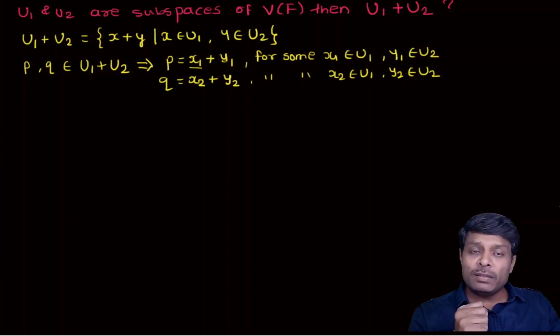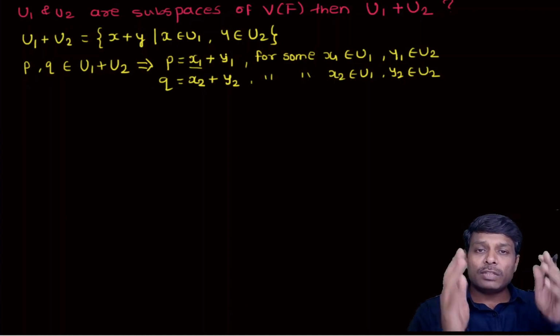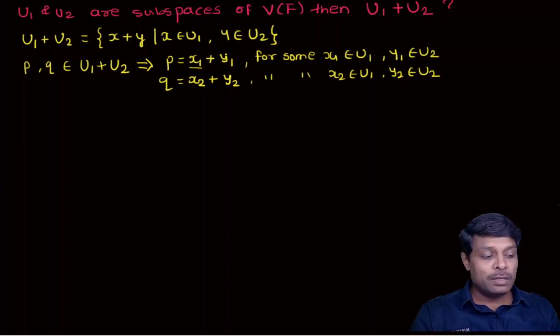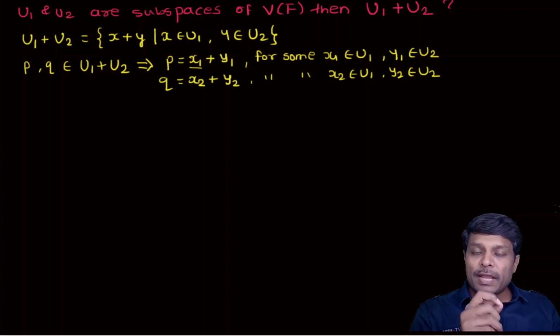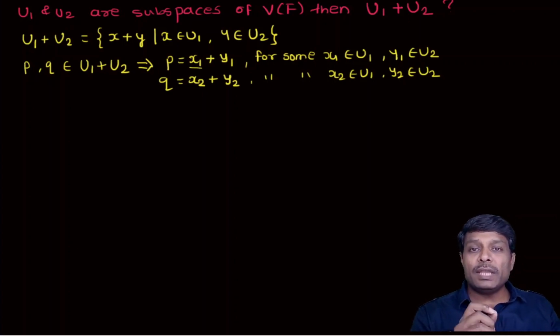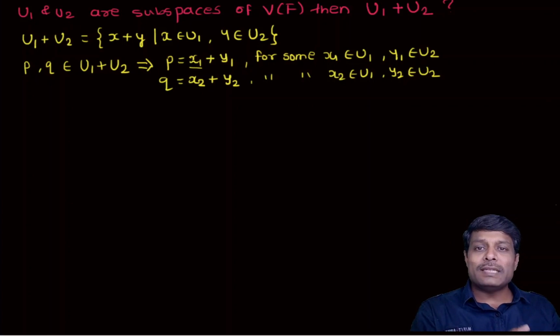And who is V? V is a vector space. It must satisfy all the 9 conditions of a vector space. And the very first condition is the closure property. According to the closure property in vector space V, this addition of X1 and Y1 will be a member of V again. So since this addition is a member of V and it is equivalent to P, therefore P is a member of V.